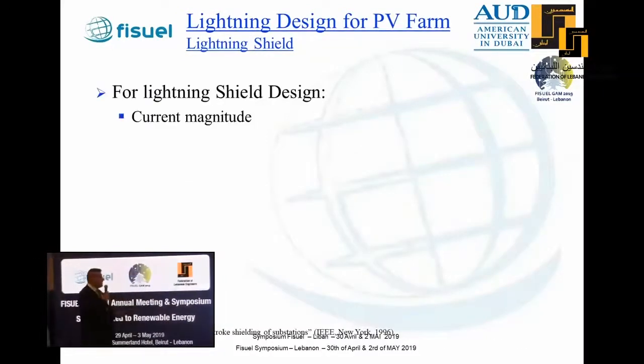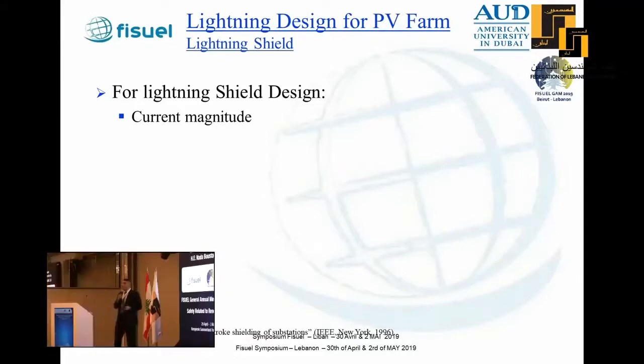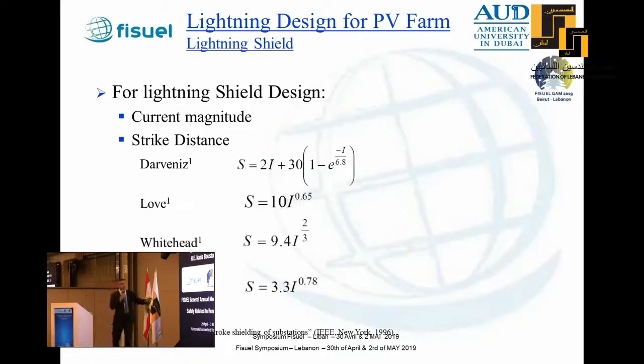For us to design a lightning shield, it's very important to determine the lightning current magnitude and the strike distance, and of course, we need the object details. Now, how to determine the lightning strike distance? There are four main equations that worldwide standards use. These are the four main equations. S represents the strike distance. I represents the magnitude of the lightning strike.